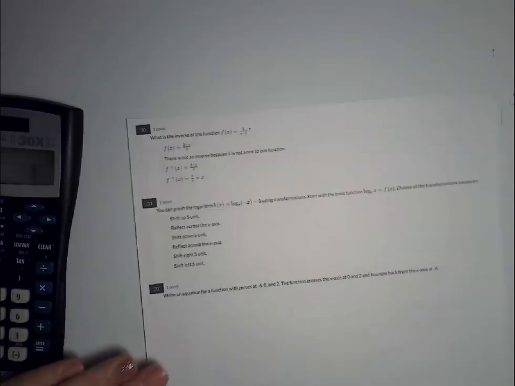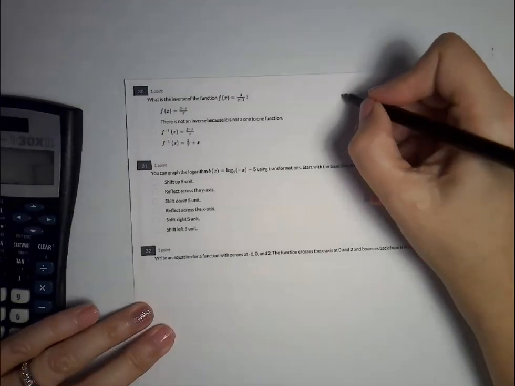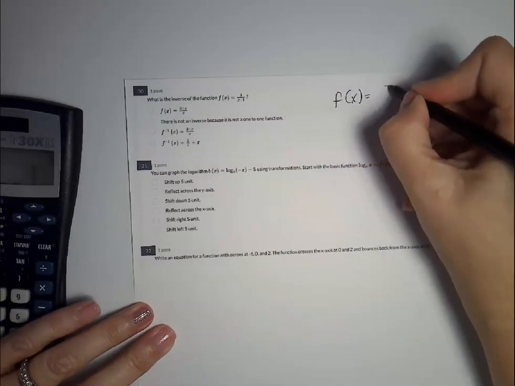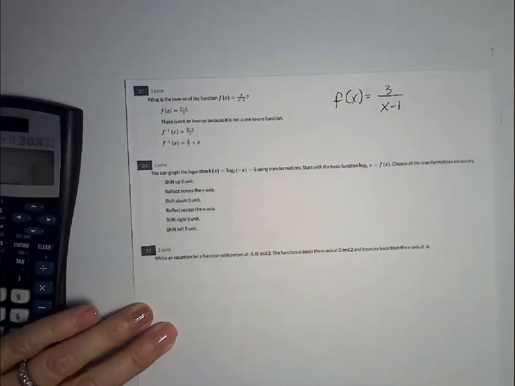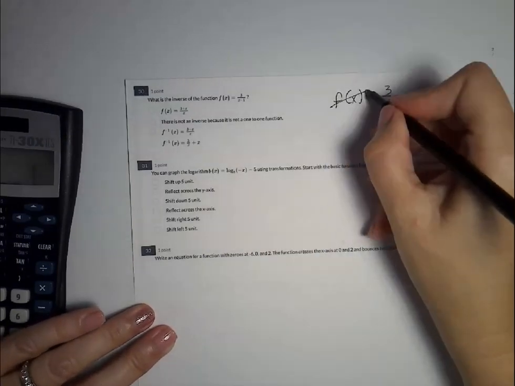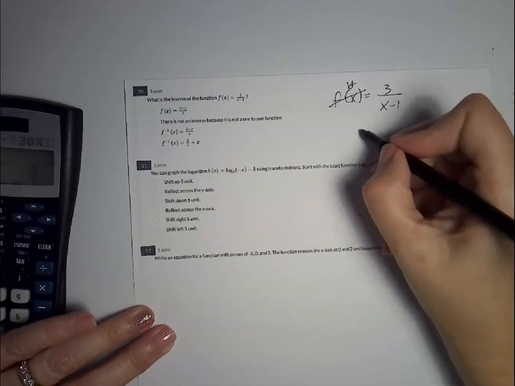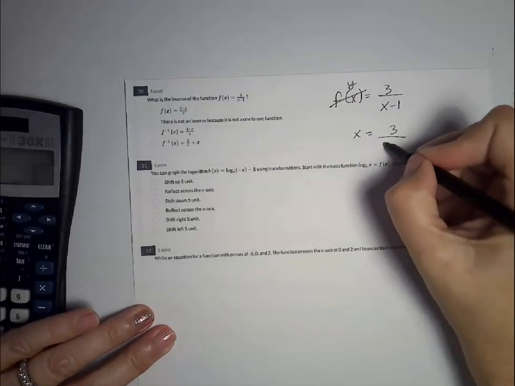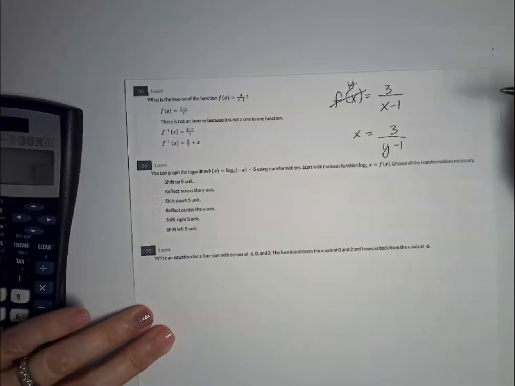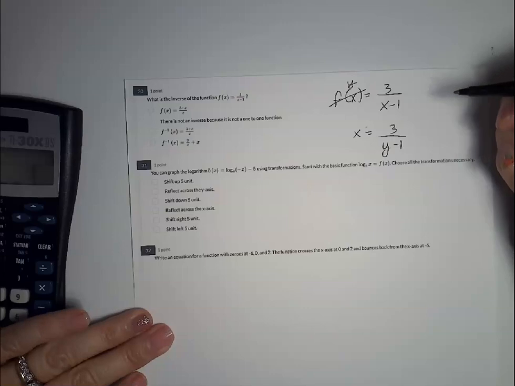Number 30. And these print out tiny, but I think they'll still work. So on yours, you can see it. What is the inverse of, and they gave us the function that looks like this. To find the inverse, we know f of x is another name for y, so we change the x's with the y's. Wherever there's a y, I put an x, where there's an x, I put a y. And now I want to solve for y.